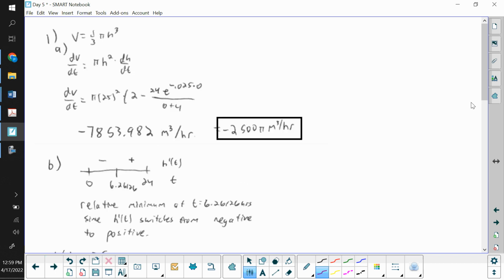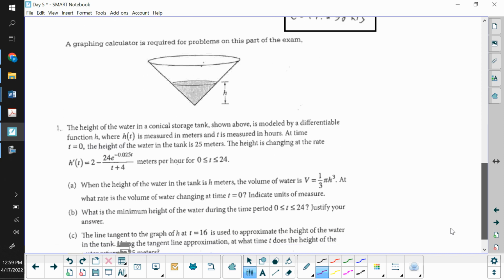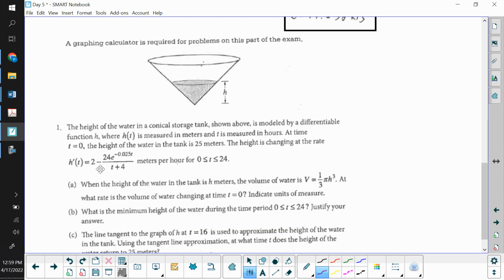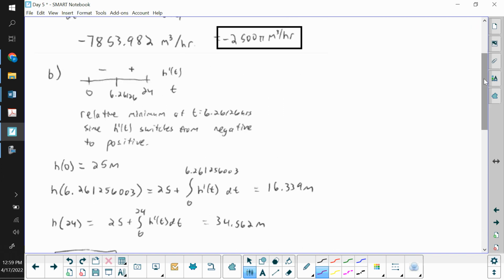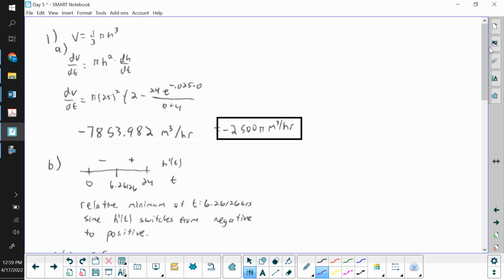All right, on to the free response. So the first one, we had our volume of our cone, and we want to find the rate of change of the volume with respect to time. So do your derivative with respect to time. H we were looking at was 25. And then to get our dH dt, we use our rate function that they give us and just fill in the time we were looking at. We were working with t equals 0, so just put 0 in for all the t's in h prime, and that gives you your dH dt. Punch that all in. They said we had to have units on it. It was a change in volume, so it was meters cubed per hour.